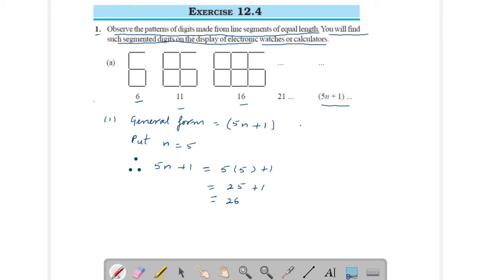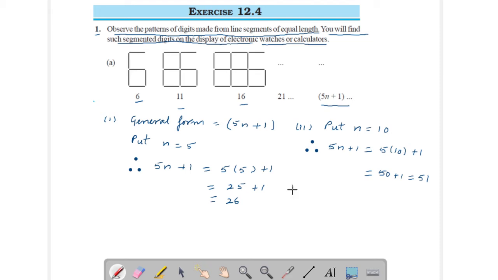Now second part, put n is equal to 10. Therefore, 5n plus 1 equal to 5, replace n by 10, plus 1, equal to 5 into 10, 50, plus 1, that is 51.